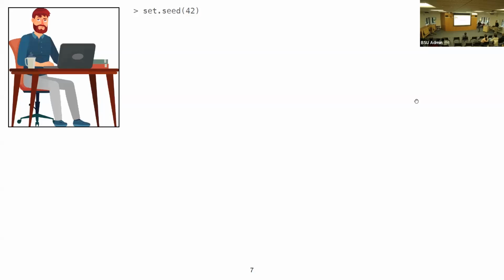Okay. So because there is going to be randomness, every time Bill encounters anything random, he's very cautious. He sets the seed to his favorite number, 42 in this case. Now he calls the software.